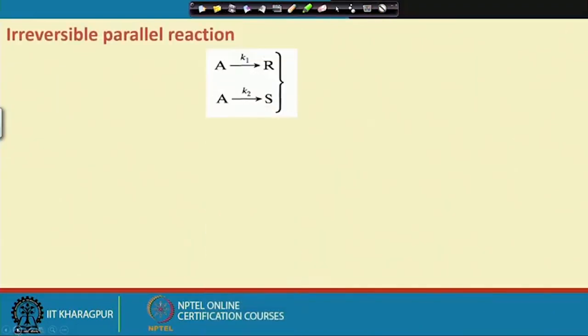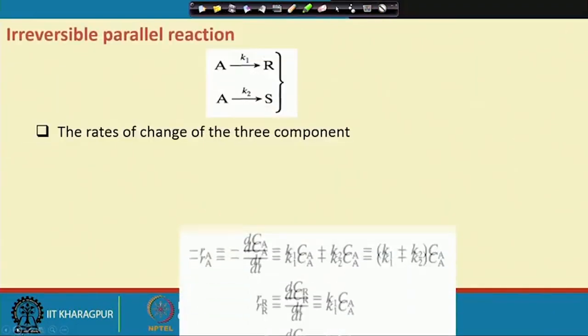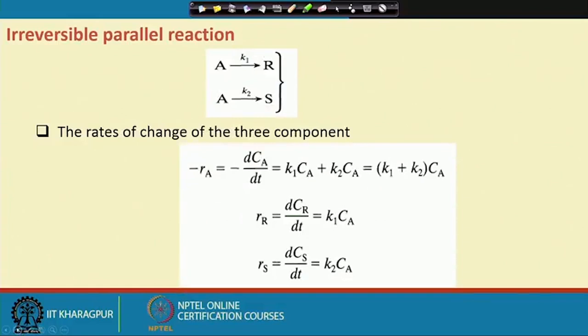Then we have other types of reaction. We have the parallel reaction, which can be expressed like this. Minus dC_A by dt equals the rate of conversion of R plus the rate of conversion of S. That can be expressed like this. We can take C_A common, and we can write this.